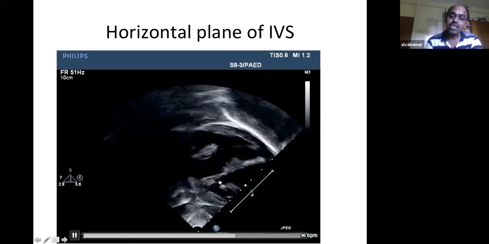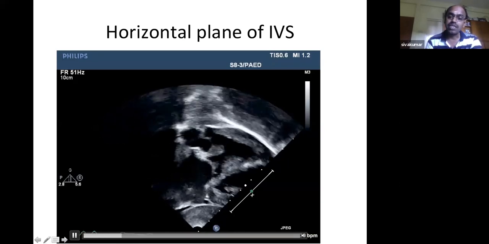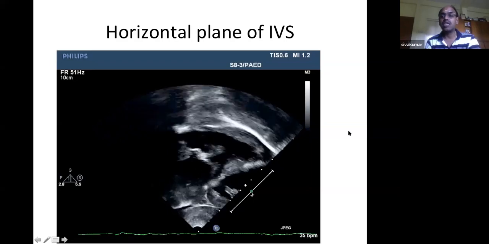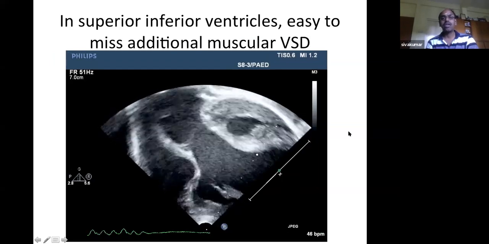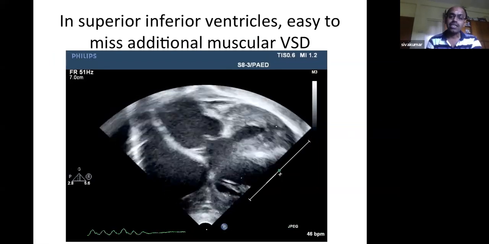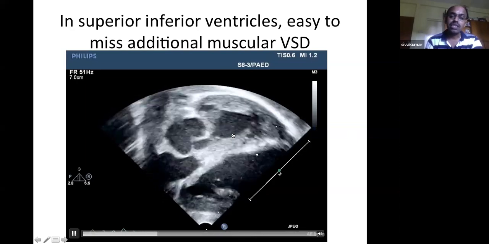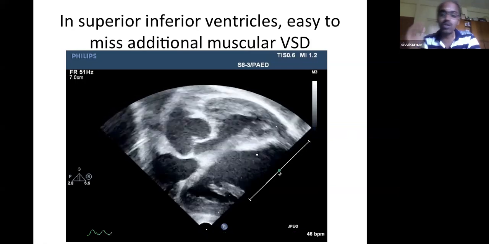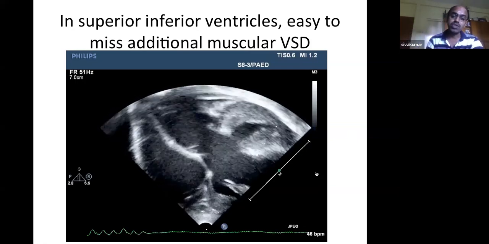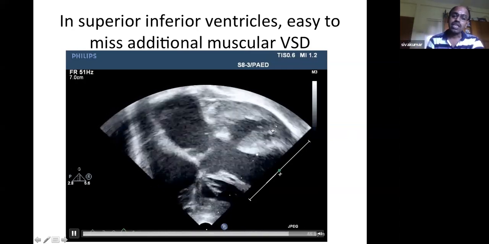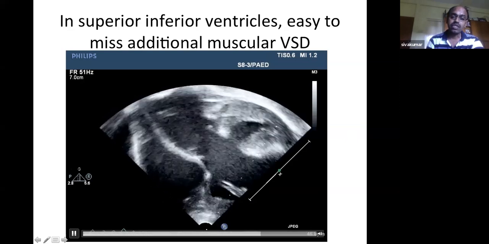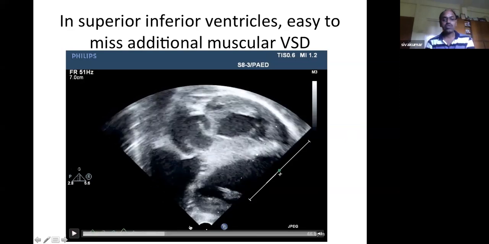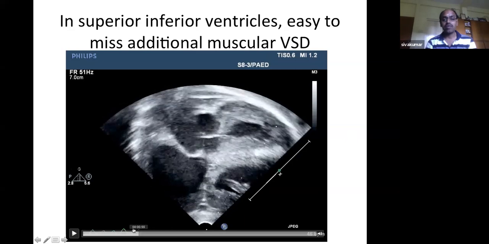And between the two, in this plane of the interventricular septum, it's again easy to miss a large ventricular septal defect. So we should understand that in certain patients, it will be very challenging to definitely exclude an additional muscular VSD in the setting of corrected transposition. So this is like superior-inferior ventricles on a posterior sweep. I'll get it posteriorly.